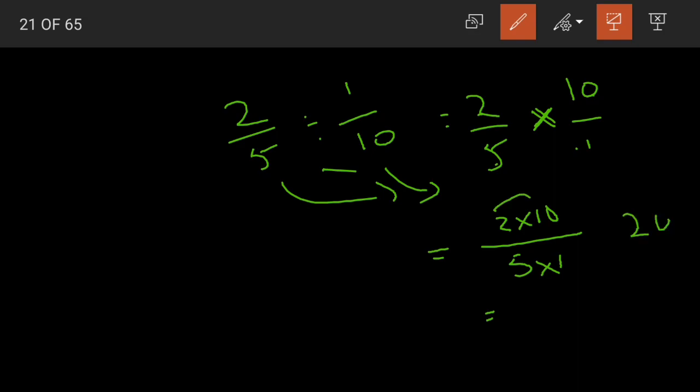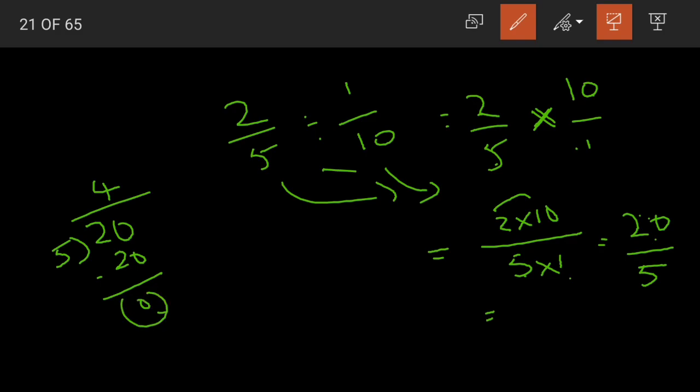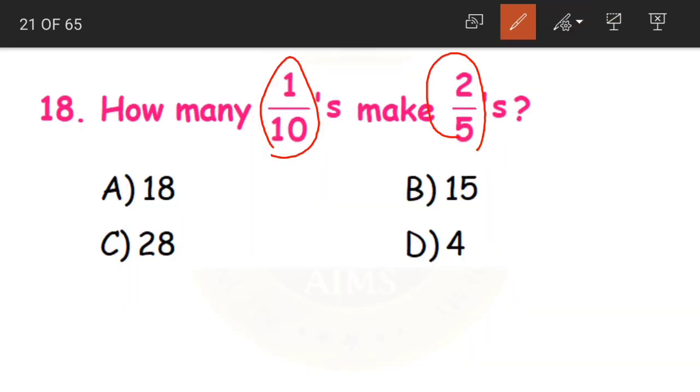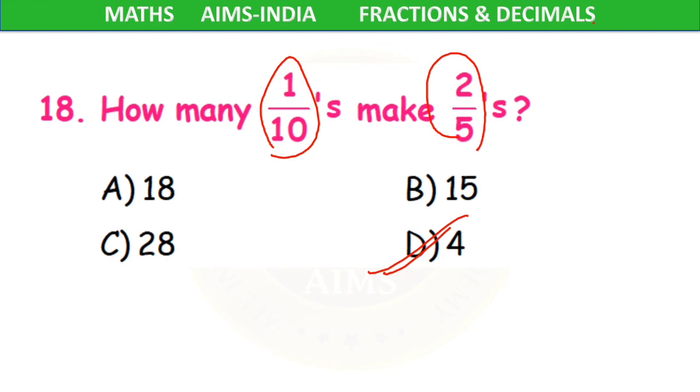We have 2 tens are 20 and 5 ones are 5. 20 divided by 5 is our answer. Let us see what we will get upon dividing 20 by 5. We have 5 fours are 20. When we subtract, 0 is our remainder. So how many 1 by 10s do we need to make 2 by 5? We need 4 1 by 10s to make 2 by 5. Option D, 4 is the correct answer.